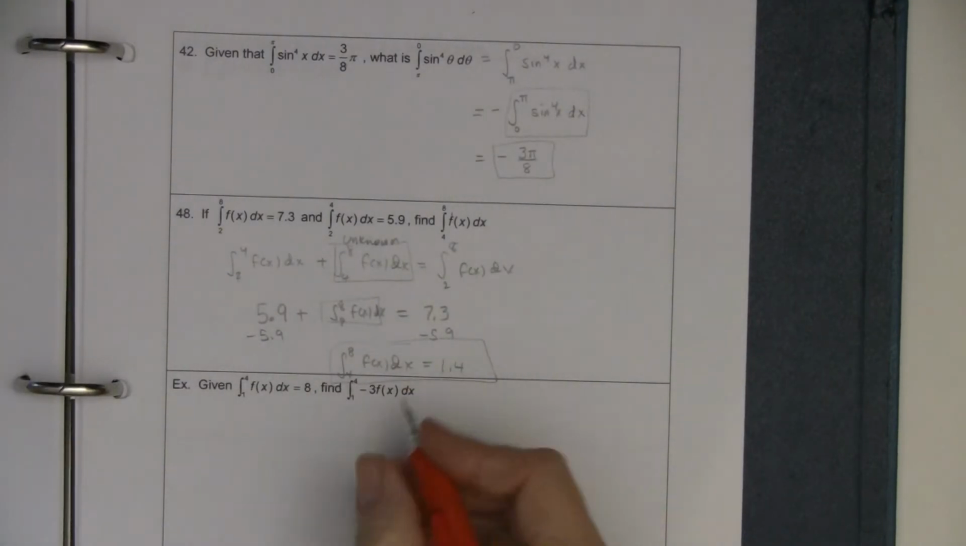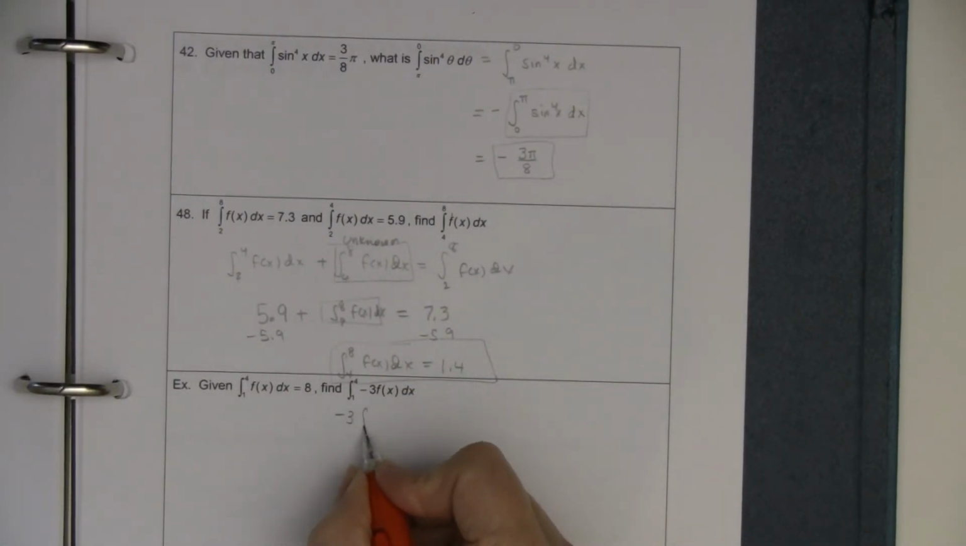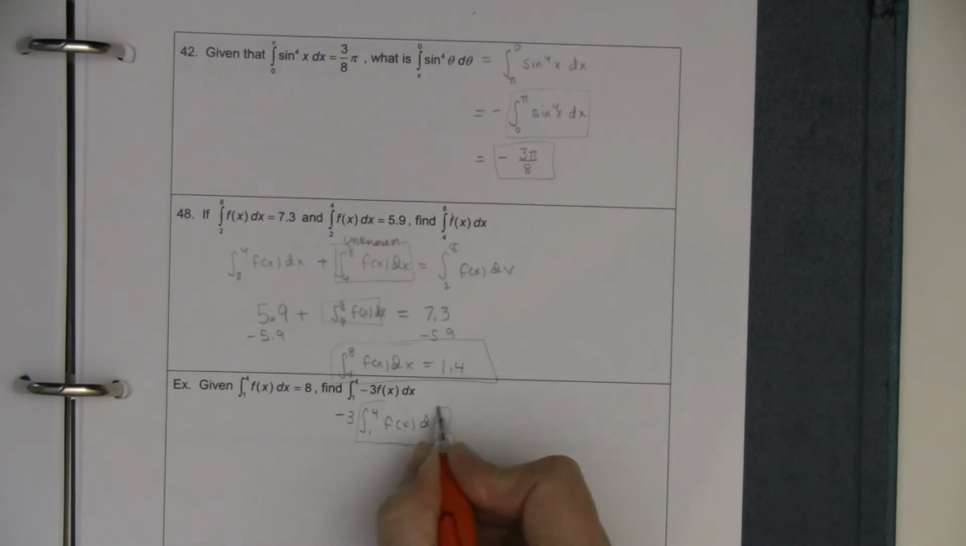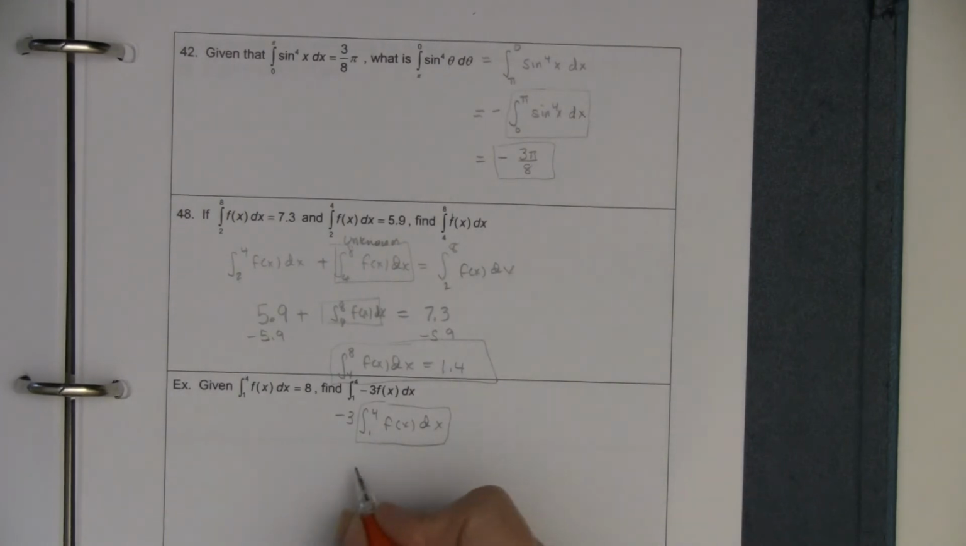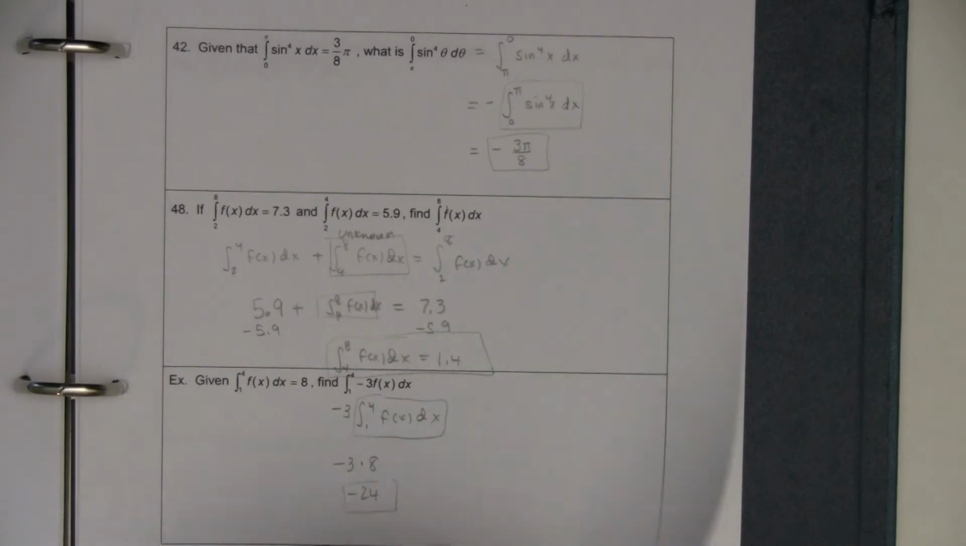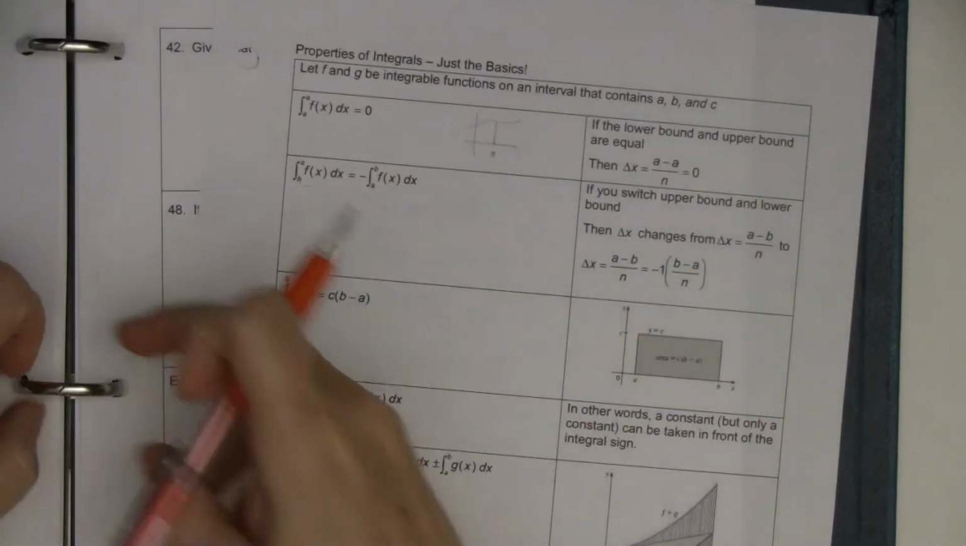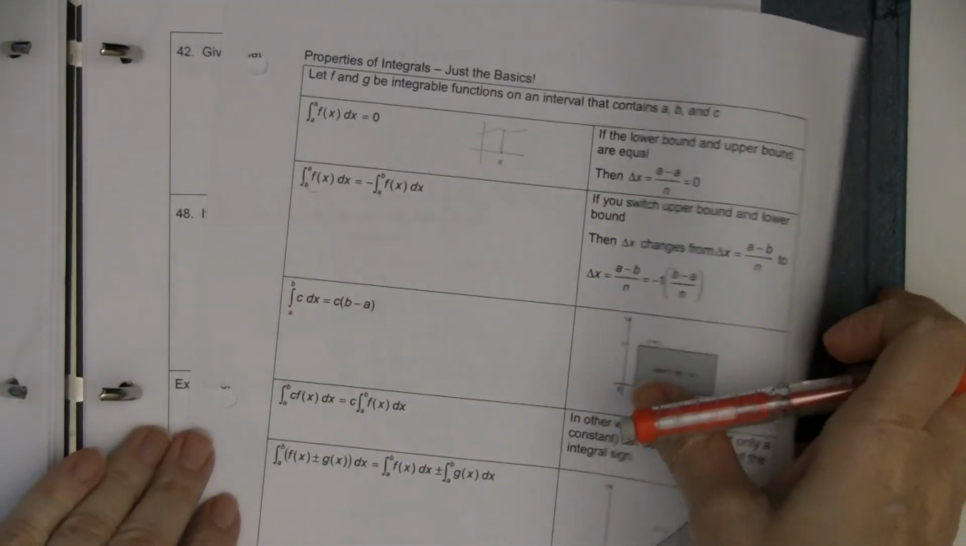And so I'm going to do that. So this is negative 3 from 1 to 4 of f of x dx. And then the good news is I do know what that is. That was given to be 8, so this is negative 3 times 8, which is negative 24. Okay, so that's that section. Oh, there's one more page, and we'll give a try to it.